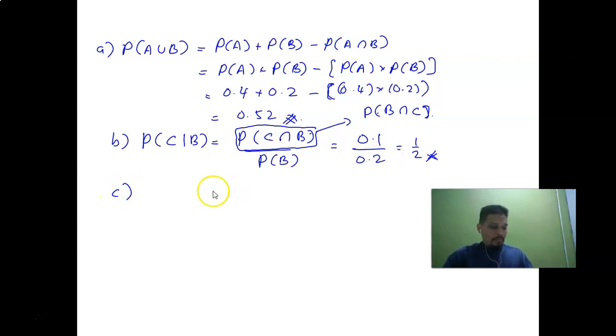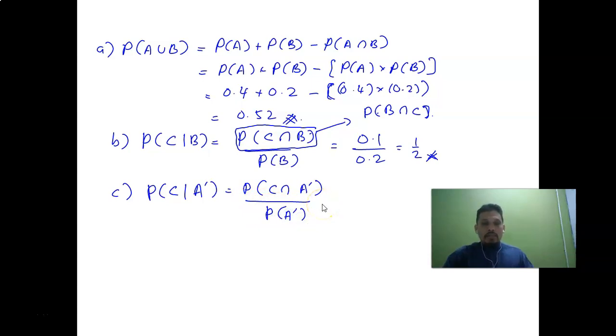Then the probability of C given A complement. So it means that the probability of C intersect with A complement divided by the probability of A complement. Well, given in the question, the probability of A equal to 0.4 here. So then the probability of A complement equal to 1 minus 0.4, which is 0.6. Okay.